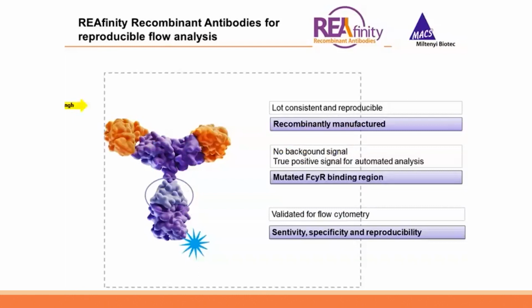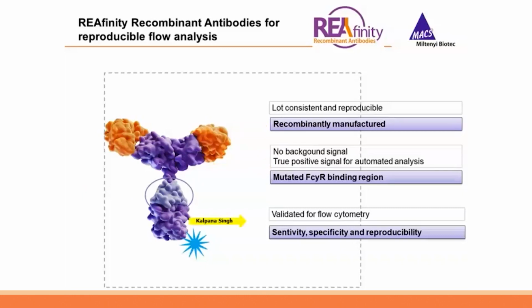To summarize, the first point is that for a consistent flow cytometric analysis, the right selection of the clones is essential, to make sure that the starting material is consistent in its performance and will stay consistent. This is why we introduced the recombinant antibody technology for flow cytometric analysis, which are recombinantly manufactured antibodies. The manufacturing technique itself ensures high lot consistency and reproducibility. During the recombinant expression process, we introduce mutations in the Fc region of these antibodies. This allows us to get a background-free signal, so one can focus on a true positive signal, which allows automated analysis and eventually high consistency in the analysis.